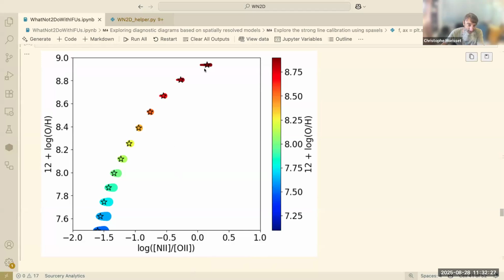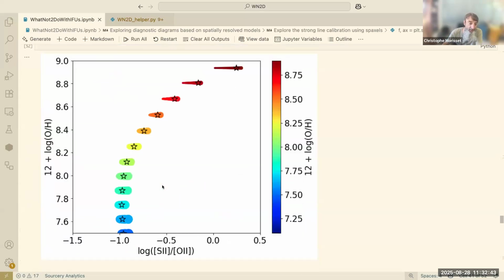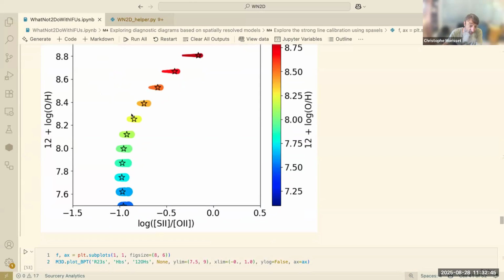So that's an apparent good solution, and it's only because my grid of models is not taking into account variation in the N over O versus O over H relationships that exist in reality. So it's not that easy. And the same for S2 over O2. Okay, S over O. S over O is less sensitive, and it may be considered as constant. Not that, because O is depleted, S not that much.